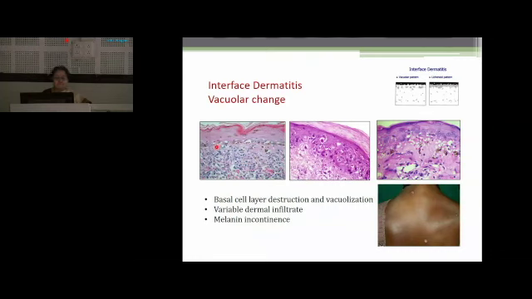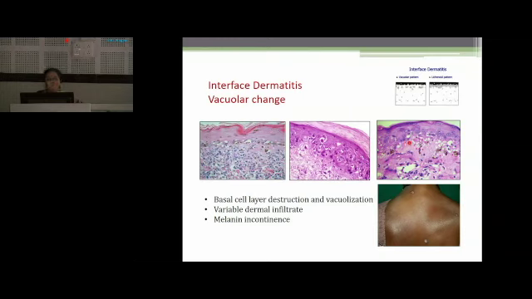Here we see vacuolar change at the basal cell layer. There is destruction of the basal cell layer, which is usually autoimmune in origin. It is associated with lymphocytes surrounding these cells.